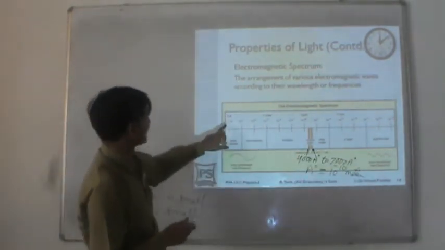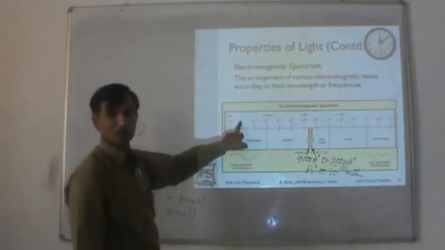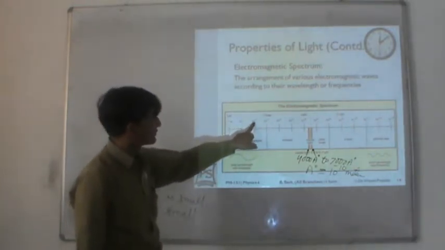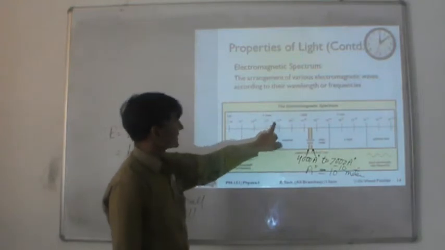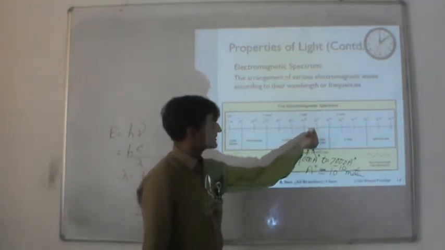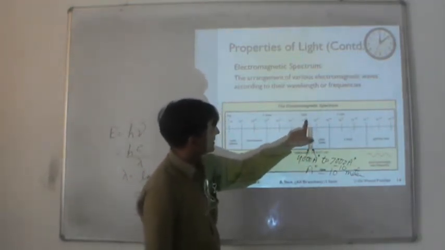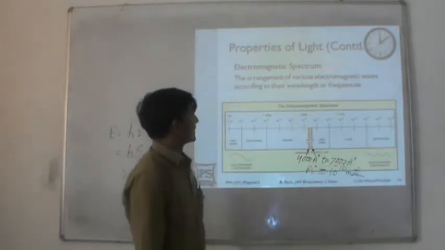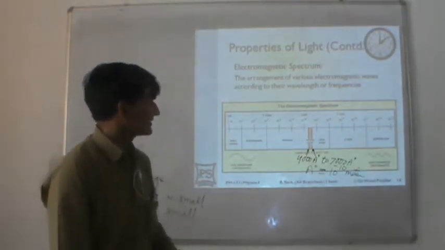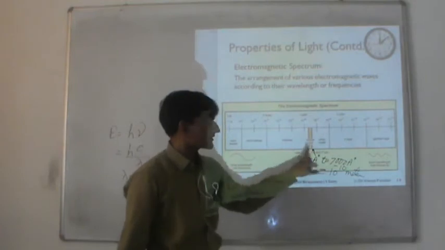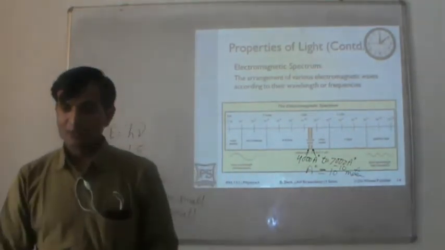Then you have a scale here: this is 1 meter, this is 10 to the power minus 1 meter, minus 2 meter, minus 3, minus 4, like that. So you can easily understand, this is 10 to the power minus 6, minus 7, something like that. So you can just see, this is what the visible spectrum is.